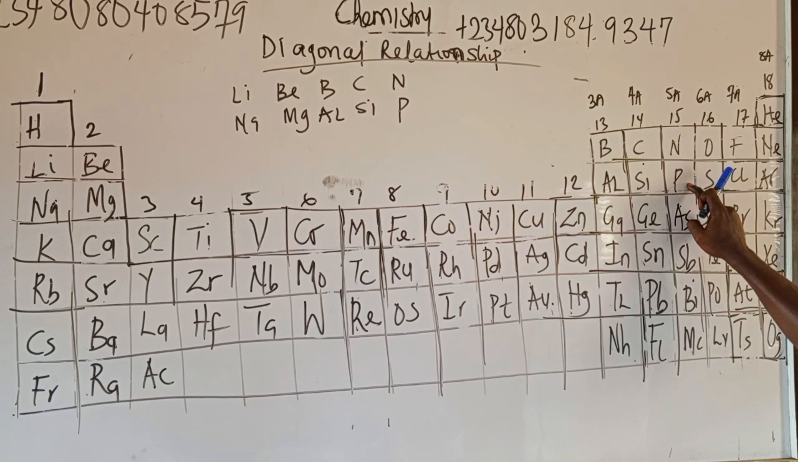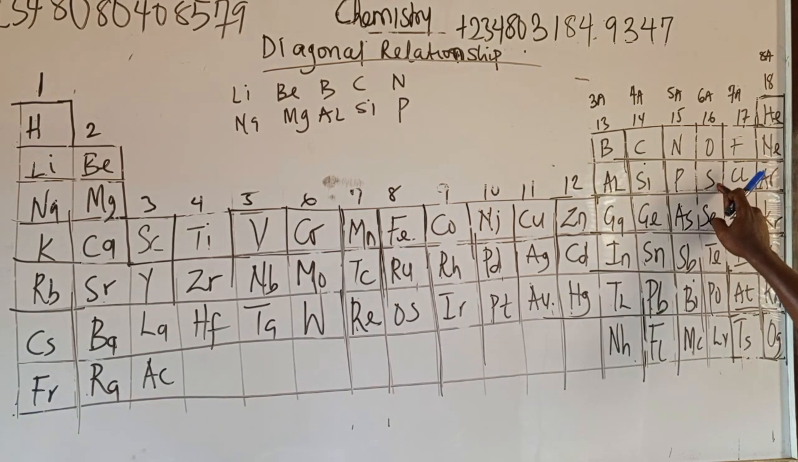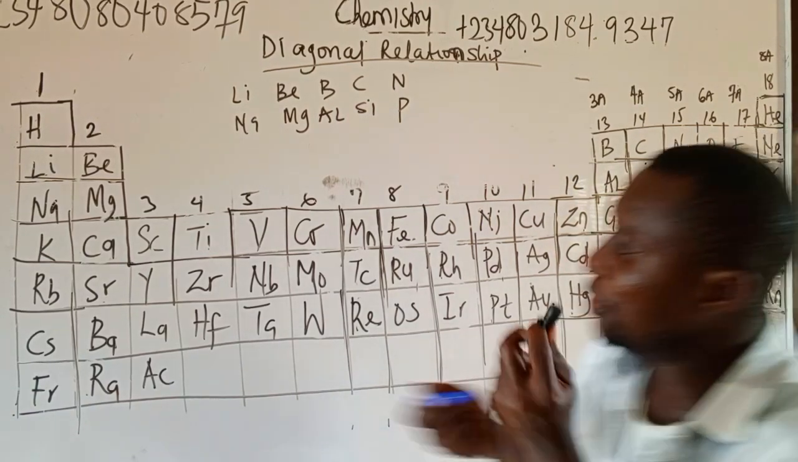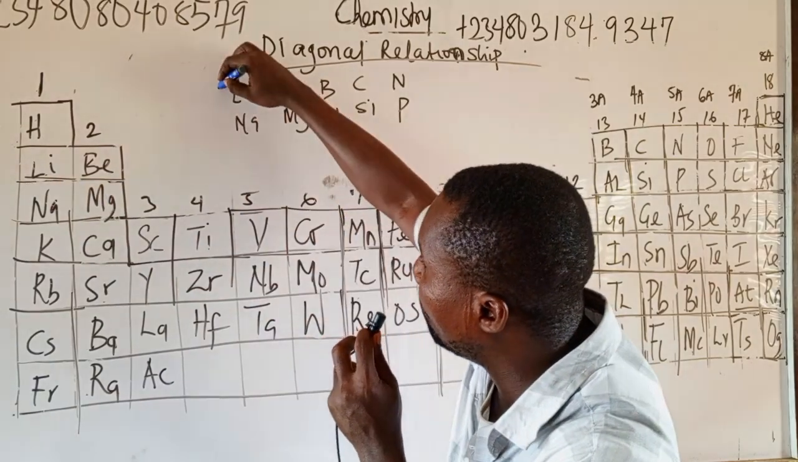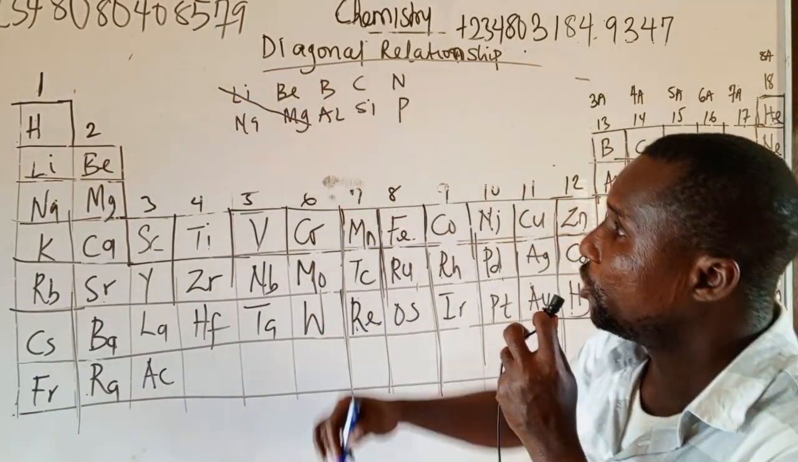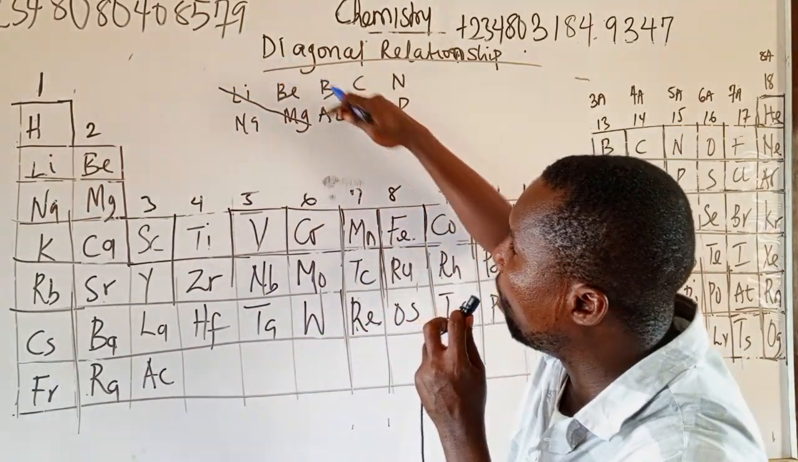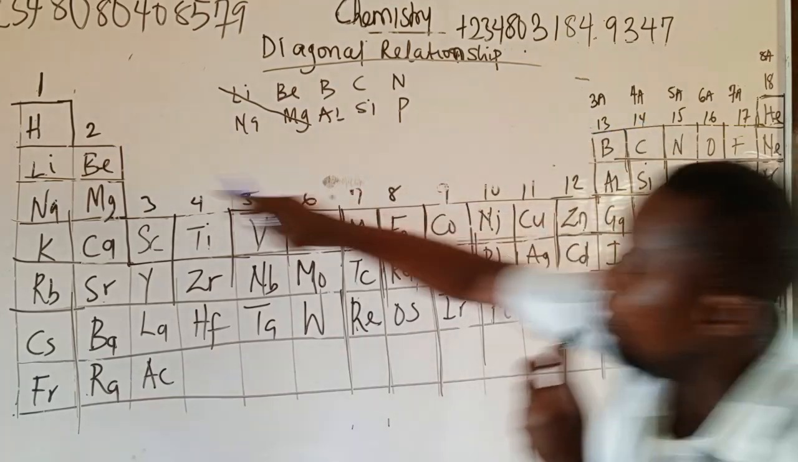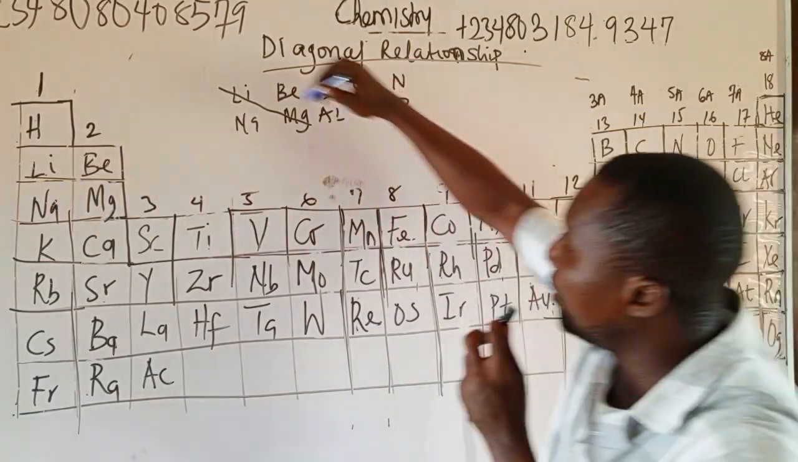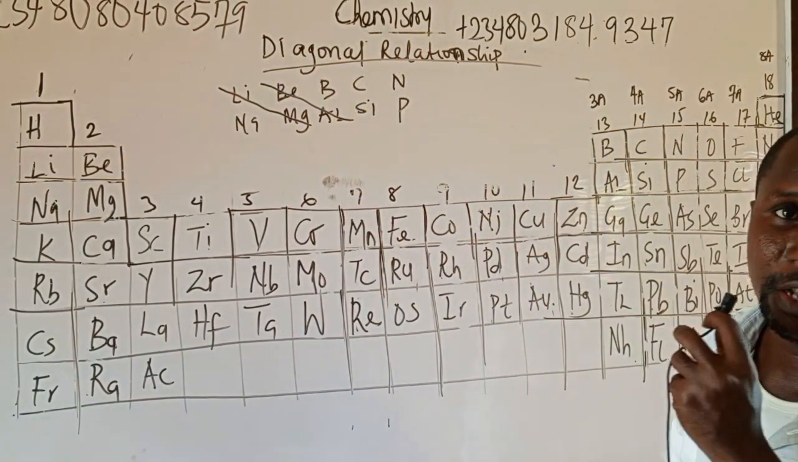It stops here. The diagonal relationship does not occur between nitrogen and sulfur. It only occurs between lithium and magnesium. It occurs between beryllium and aluminium. Diagonal relationship.